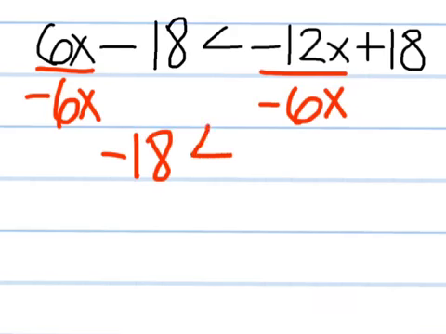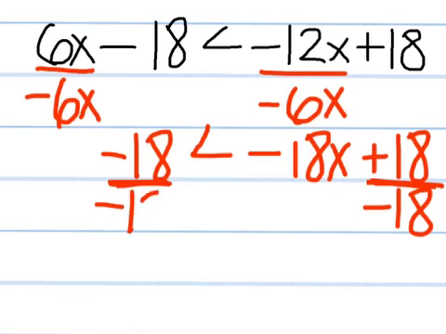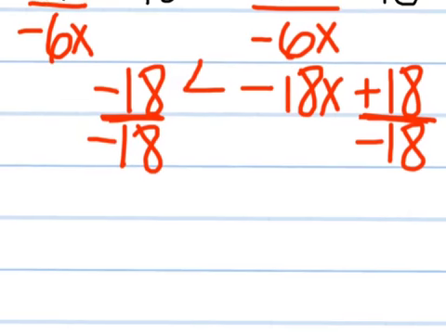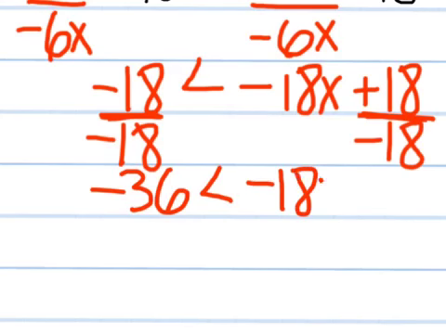When we do that, we have negative 18 is less than negative 18x plus 18. Okay, now we need our numbers on one side. This one is already on one side by itself, so we're going to move this 18 to the other side. It's a positive 18, so we're going to subtract 18 from both sides. When we do that, negative 18 minus 18 will give us negative 36 is less than negative 18x.